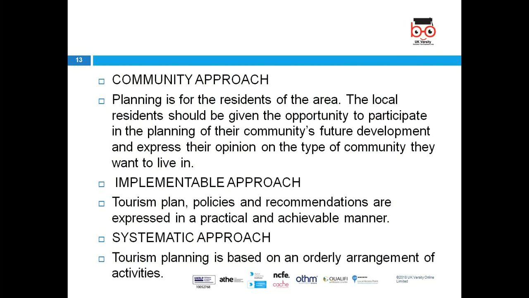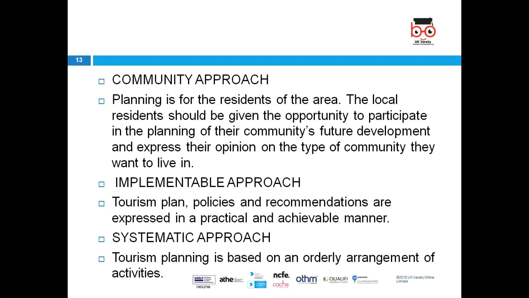Implementable approach: tourism plans, policies, and recommendations are expressed in a practical and achievable manner. So we give the cost and benefit analysis. Not saying Brexit will bring this without facts and figures. So we need to look from an economic perspective, and from the social perspective, yes? So all perspectives and the cost and benefit analysis.